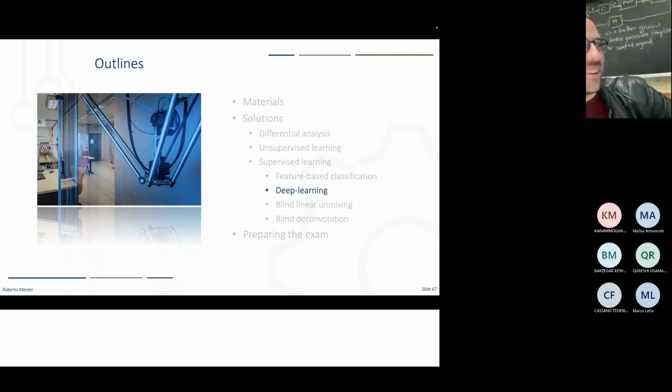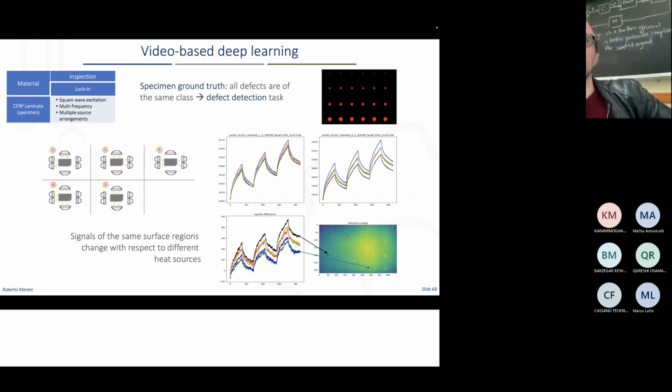Okay. So deep learning. The first approach is to use image-based deep learning just to discriminate defective regions from sound regions. So the ground truth is this one. We are working on this carbon fiber reinforced polymer laminate, but the specimen, not the one made by Leonardo, the one made with 3 different materials, different depths. So we are taking 2 classes, black background and red something inside, without any other.